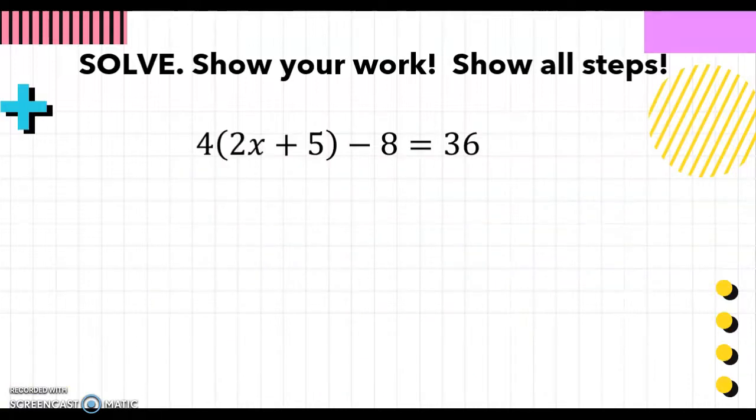Here is the next problem. Go ahead and copy it, solve it, and I will show my work on the next slide.